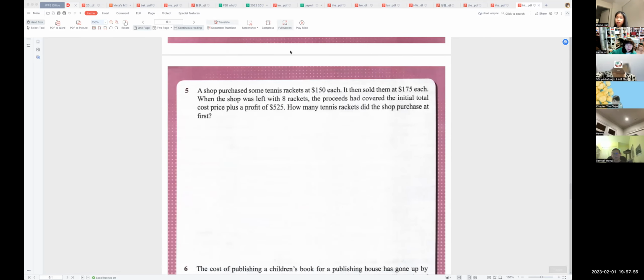Number 5. A shop purchased some tennis rackets at $150 each. So the cost is $150. And then sold them at $175. Okay, so each of the profit is what? $25. Correct, everybody? When the shop was left with 8 rackets, the proceeds had covered the initial cost plus the profit of $525.